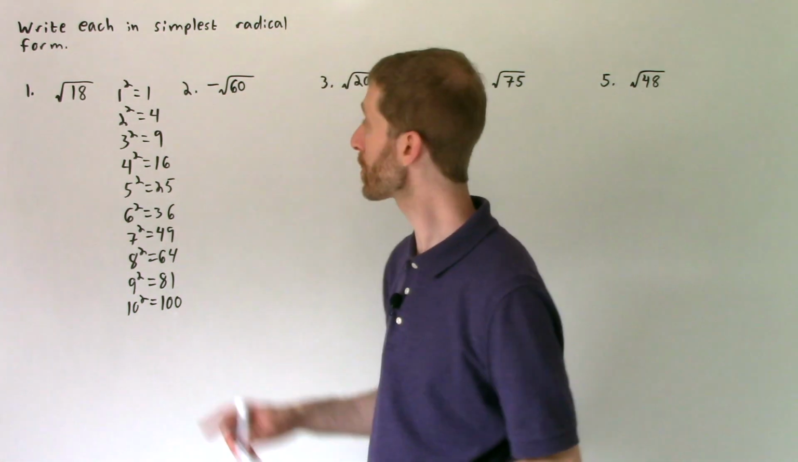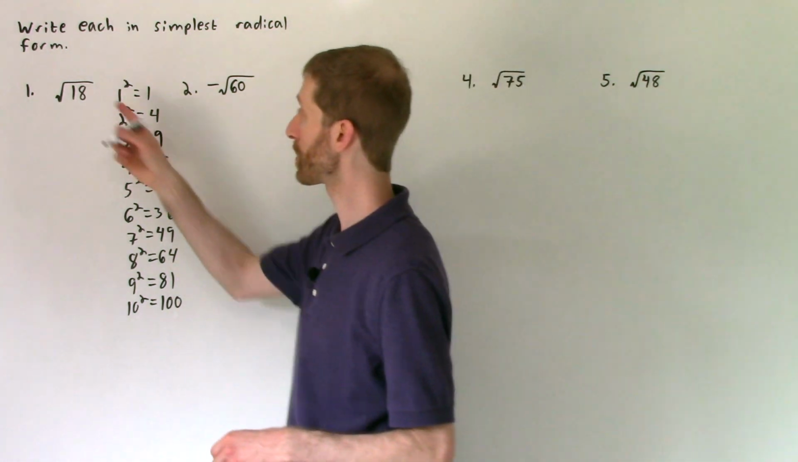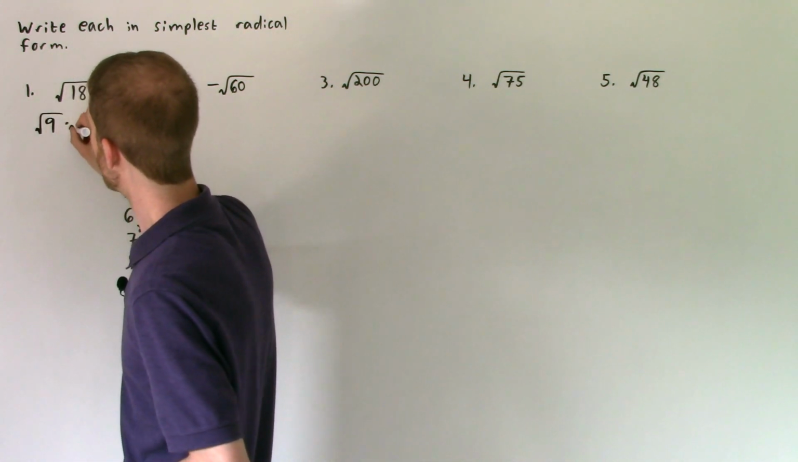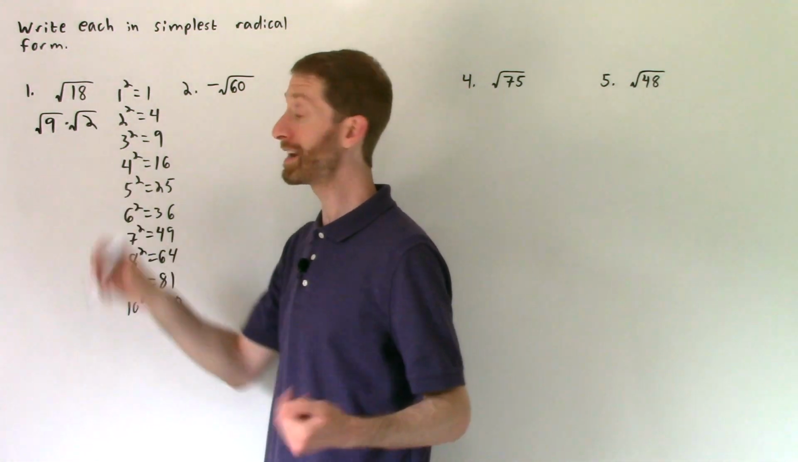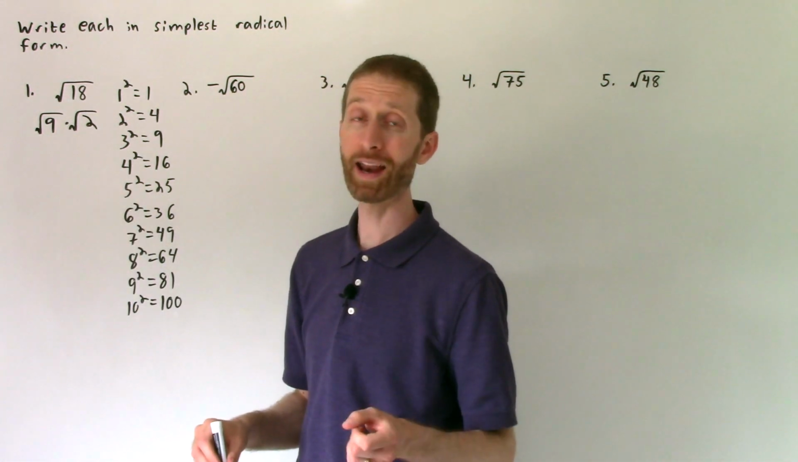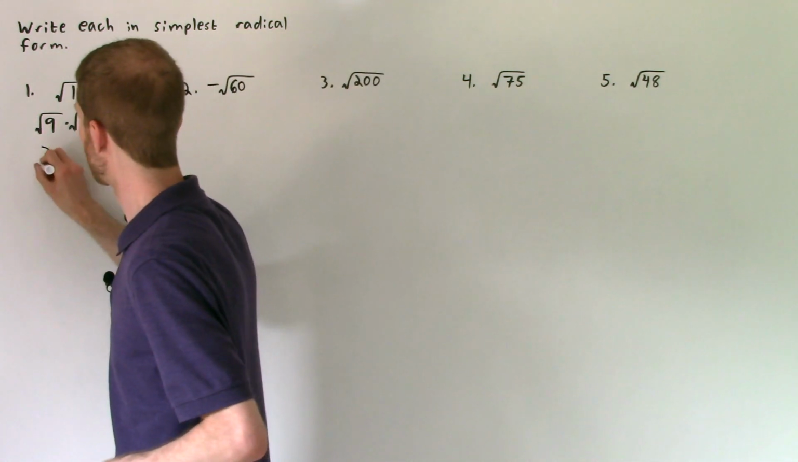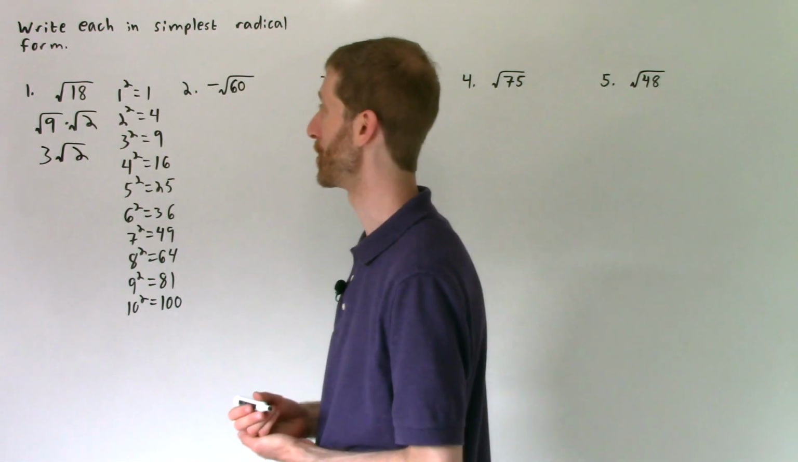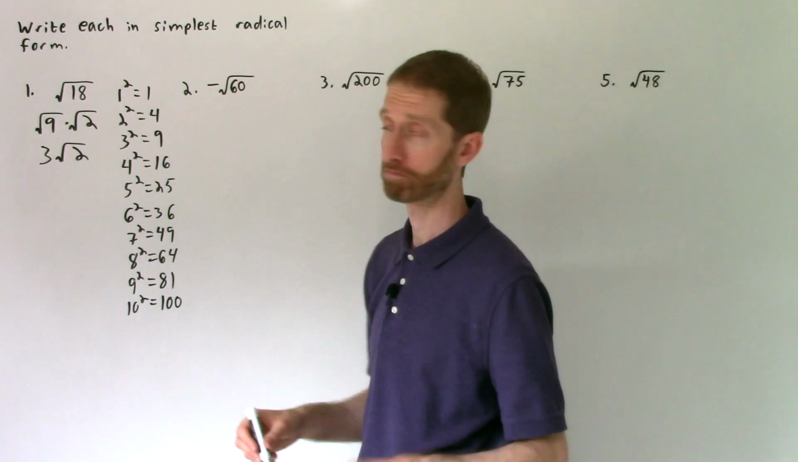So now 18, what is the largest of all these numbers that goes in 18? 9. 9 is the largest number that goes in 18, so we can rewrite that as the square root of 9 times the square root of 2. That gives us back 18. Square root of 9 is 3, because square root of 9 asks what number when multiplied by itself gives me 9. That would be 3. 3 times the square root of 2. That's it. That's your answer. Awesome.